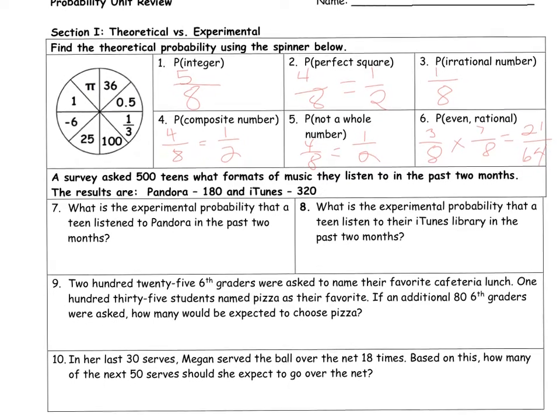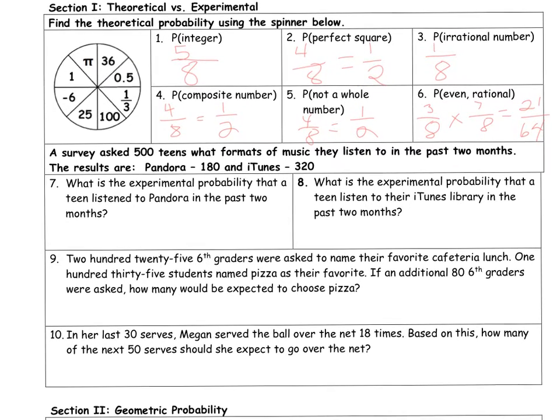For the next section, a survey asked 500 teens what formats of music they listened to in the past 2 months. The results are that 180 listened to Pandora and 320 listened to music on iTunes. So number 7 says, what's the experimental probability a teen listened to Pandora in the past 2 months? That would be 180 out of 500, because 180 out of the 500 listened to Pandora.